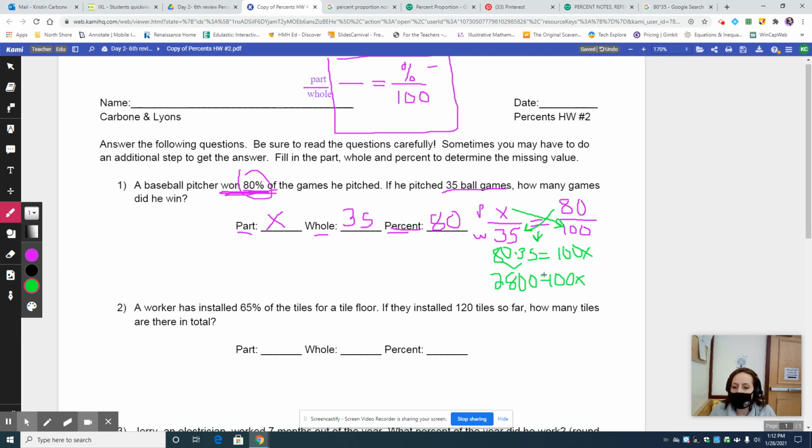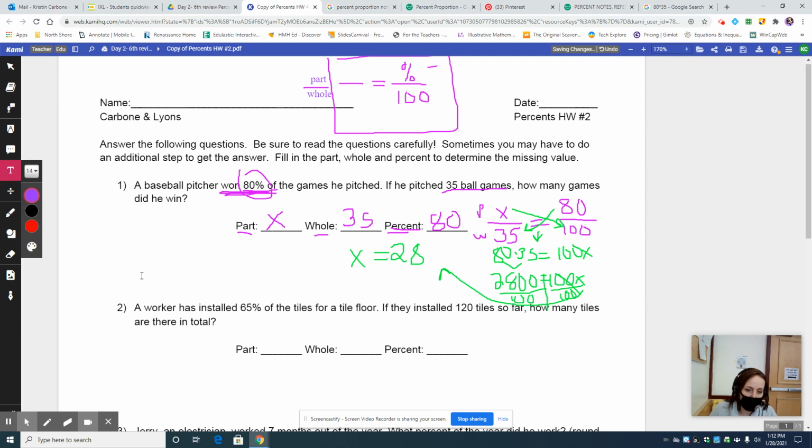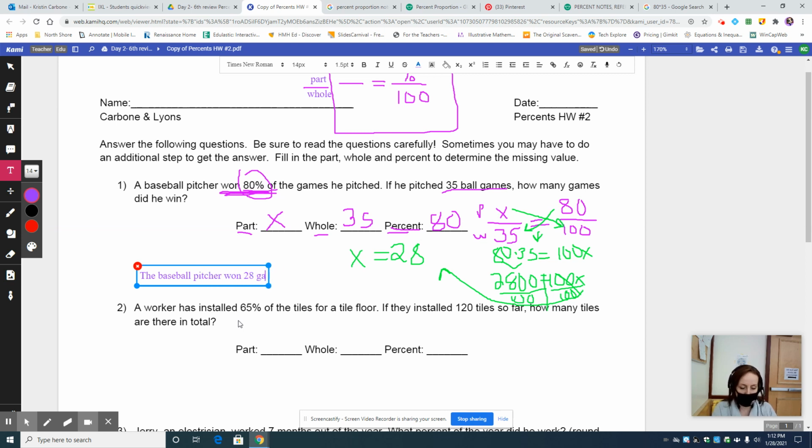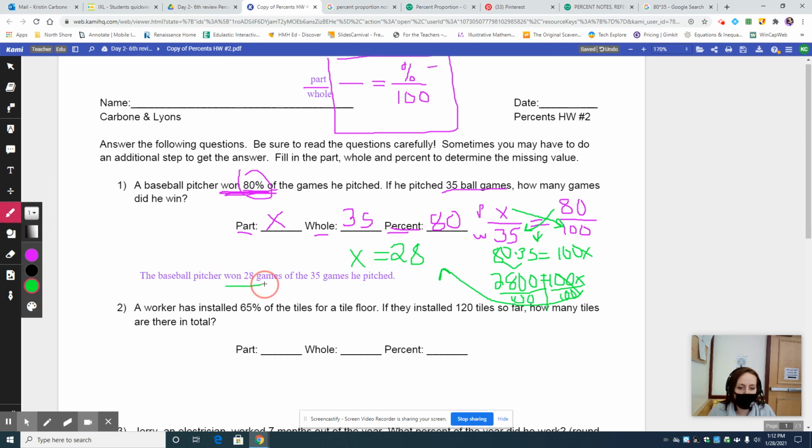We're solving for x, so we're going to divide both sides by 100. These cancel out. Whatever you do to one side, you need to do to the other. I ran out of space here, so I'll bring it all the way over there. So we have x equals 28. Now, a target statement for this would be something like, the baseball pitcher won 28 games of the 35 games he pitched. Notice we state the answer of how many games he won, but also reference the total games.